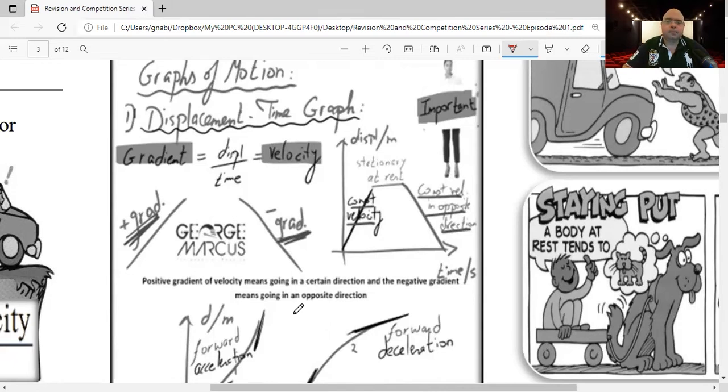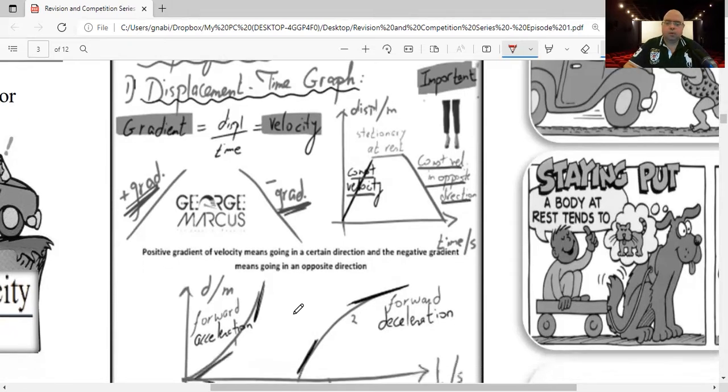Why? Because any horizontal line has a gradient of 0. And since the gradient represents velocity, a 0 gradient means no velocity, so the object is not moving, it is at rest. So again, any straight line, not horizontal, represents constant velocity. If it has a positive gradient, it's moving in one direction. If it has a negative gradient, it's moving in the opposite direction. And if the line is horizontal, then it has no gradient, and therefore it's at rest or stationary.